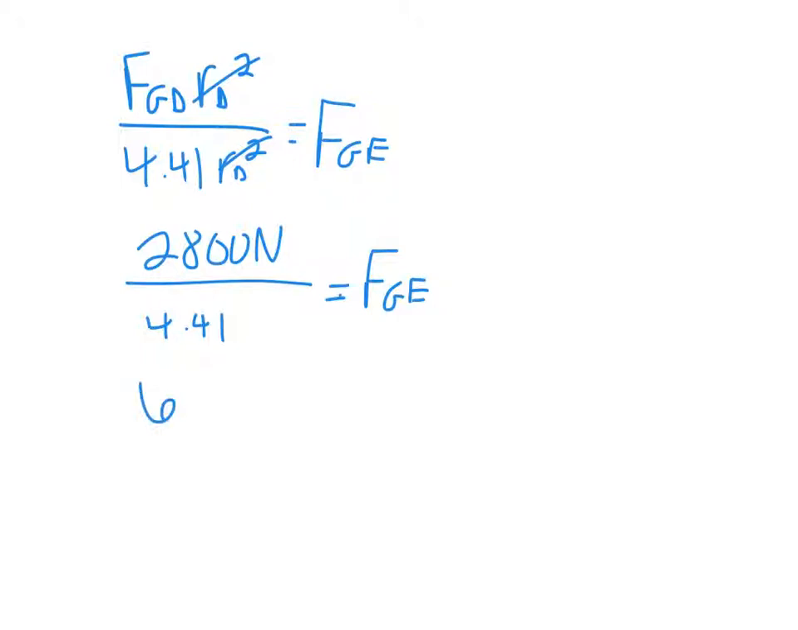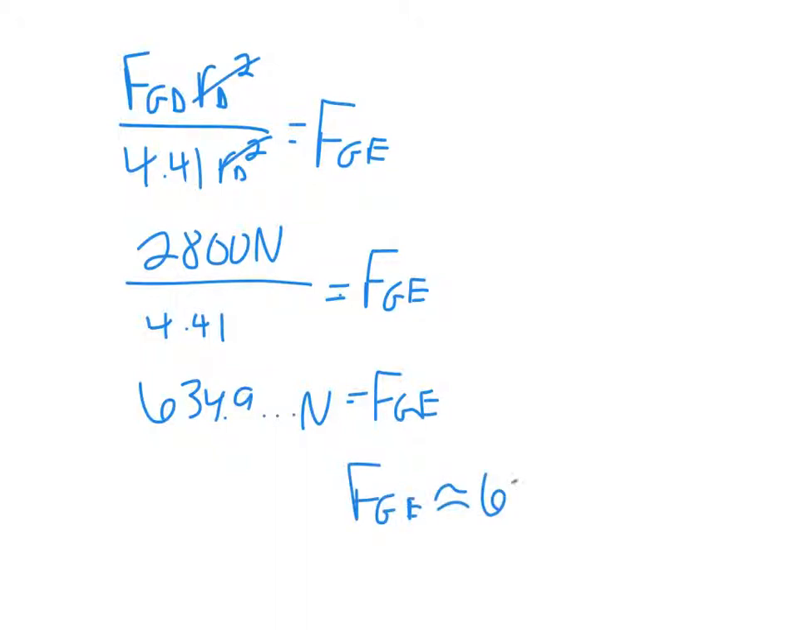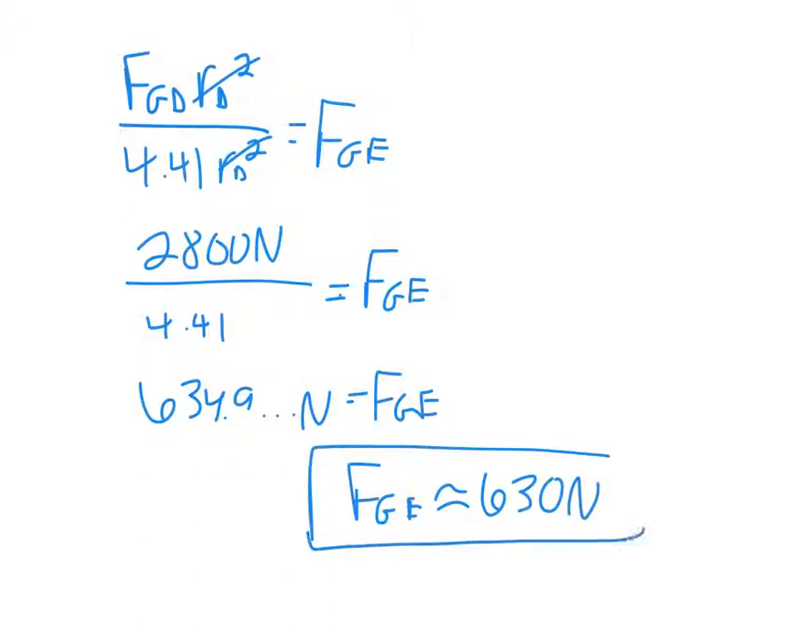Dividing those two numbers, we get 634.9, keeps on going, newtons, for FgE, 2 sig figs. The force of gravity felt by the Explorer is approximately equal to 630 newtons. This is less than the 2,800 newtons for the Discover, as it should be, because it's farther away. So because it's 2.1 times as far away, you just square the 2.1, divide that by 2,800. That's what we ended up with in the end.